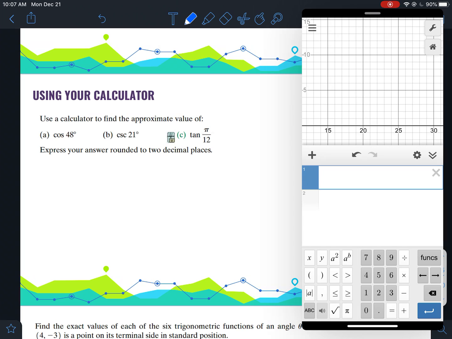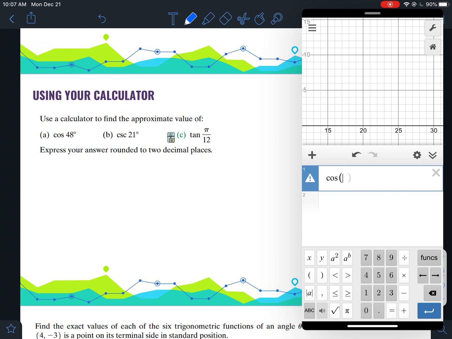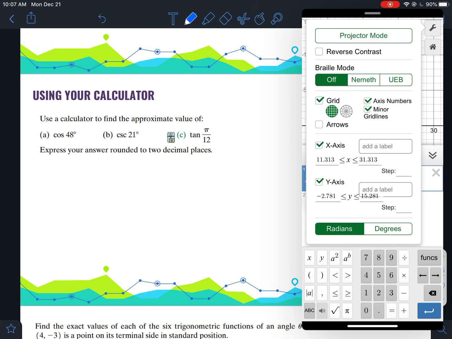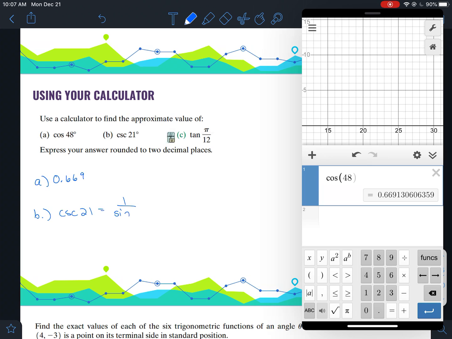All right, so using our calculator to approximate these. So we're in degrees, so this is where we got to know how to switch between degrees and radians. So if we wanted the cosine of, let's make sure, up in that little wrench is where you can switch from degrees to radians. So notice down at that bottom it says radians degrees. I'm going to highlight degrees so that I'm in degrees on this. So if I did the cosine of 48, I'd get 0.669. We'll go out 3 decimal places.